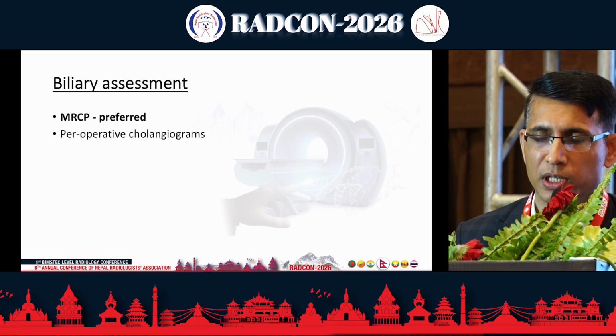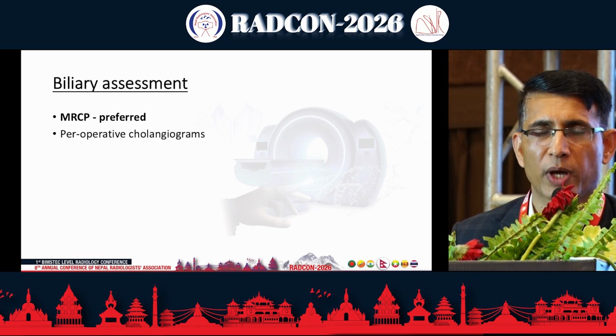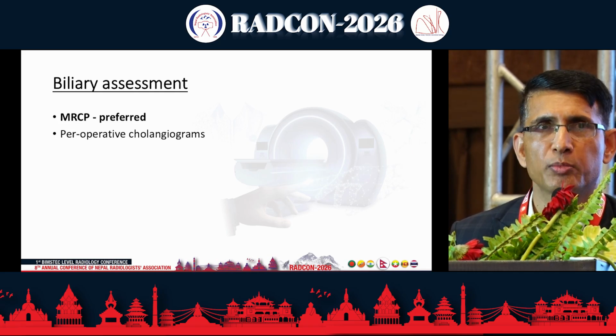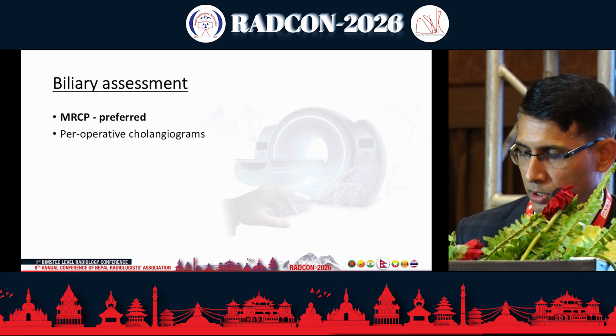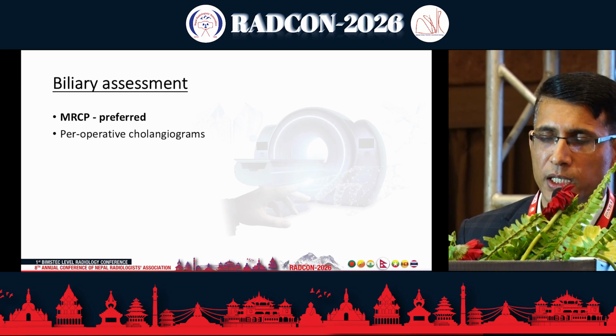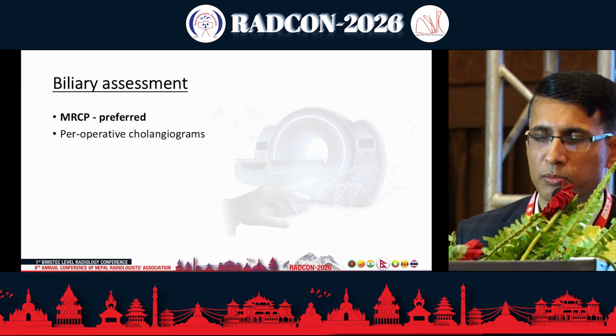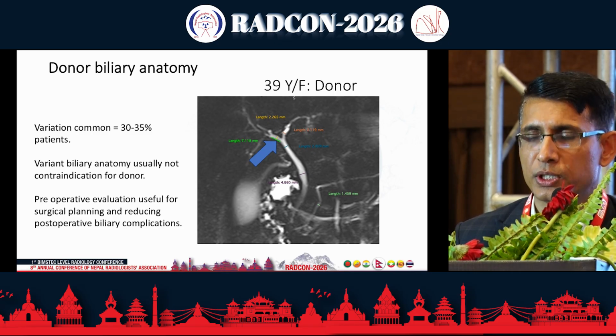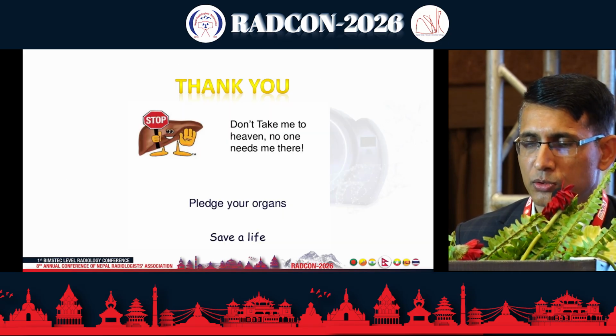Finally, we do the liver volumetry, and two parameters are important. The graft to recipient body weight ratio should be more than 0.8%, and at least 30% of the liver should remain for the donor. So we do CT volumetry in the venous phase images, and calculate the total volume, right liver volume, left liver volume, remnant liver volume, and incidental findings. So thank you.